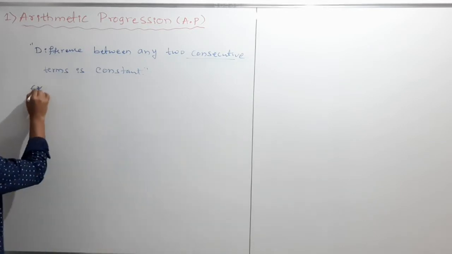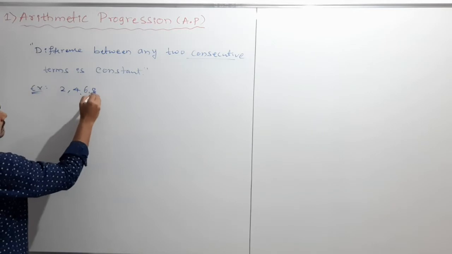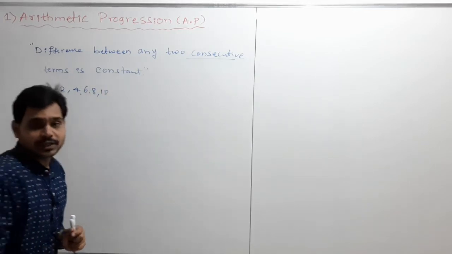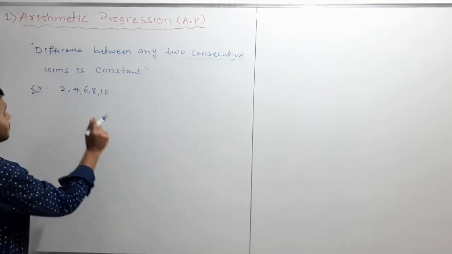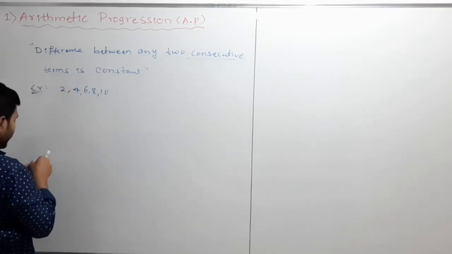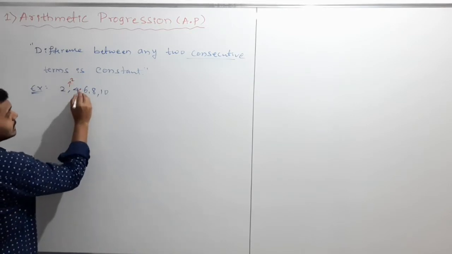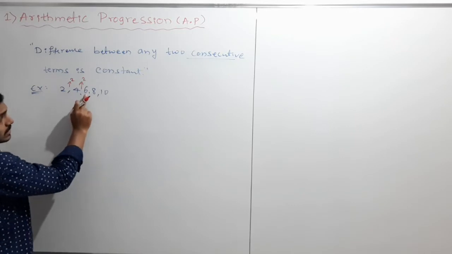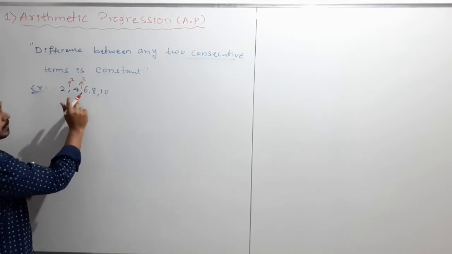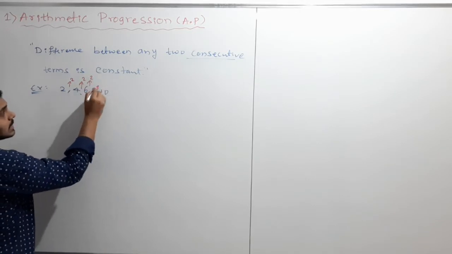Say for example, you can take 2, 4, 6, 8, 10. So this is an example for arithmetic progression. Why? Because the difference between 2 and 4 is 2. 4 and 6, the difference is 2. Difference means subtract the smaller number from the bigger number. 6 minus 4 is 2. 8 minus 6 is also 2. 10 minus 8 is also 2.